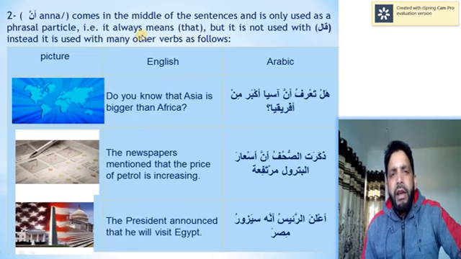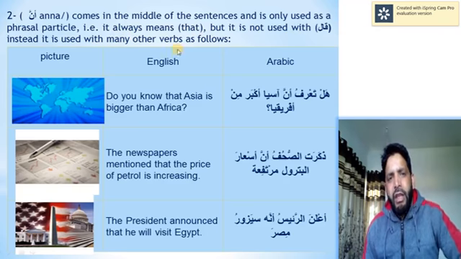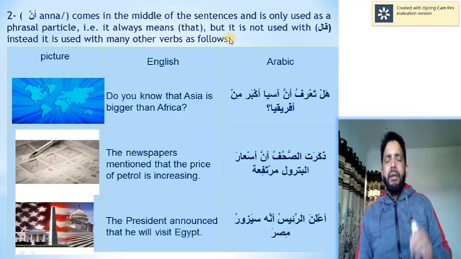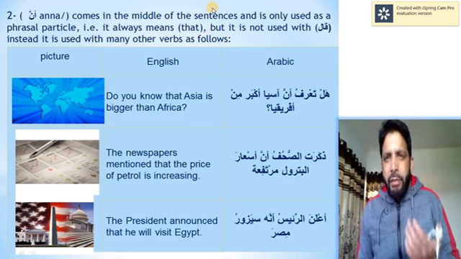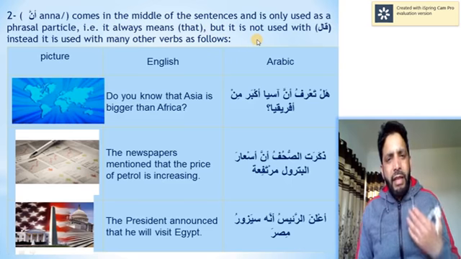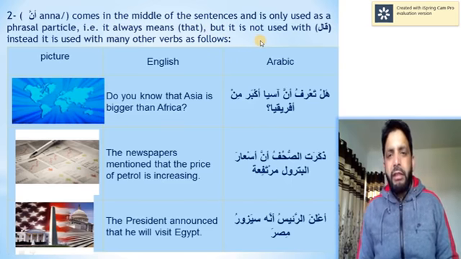Now second is anna. Anna comes in the middle of the sentence. It is used as a phrasal particle. It always means that, but it's not used with qala. Instead, it's used with many other verbs as follows. So anna is used in the middle of the sentence. Sometimes it gives the meaning of confirmation, and sometimes it gives the meaning of that, phrasal particle. But when it is preceded by qala, we don't use it in the middle. We use instead inna. Okay.